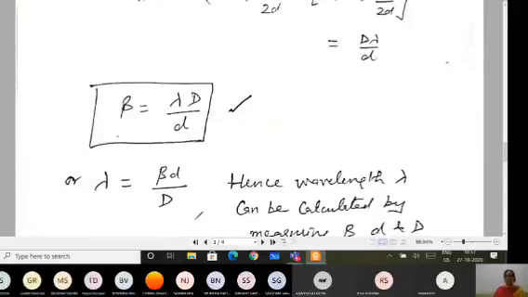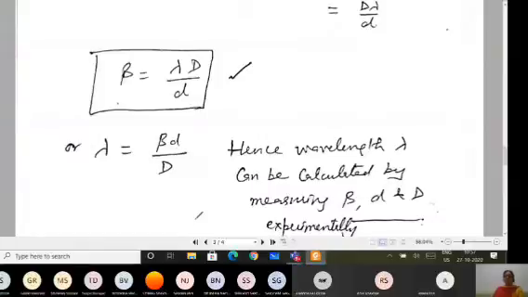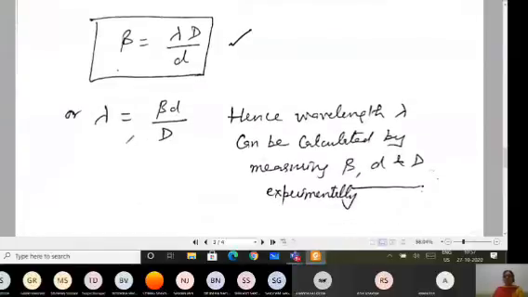This formula we further use experimentally for finding the wavelength. In case I want to find the wavelength of any source, then I can take the arrangement of Young's double slit experiment and find the wavelength. Or if I already know the wavelength, then this can be taken as a project where you can always verify whether the wavelength which you have calculated is coming out to be correct or not.